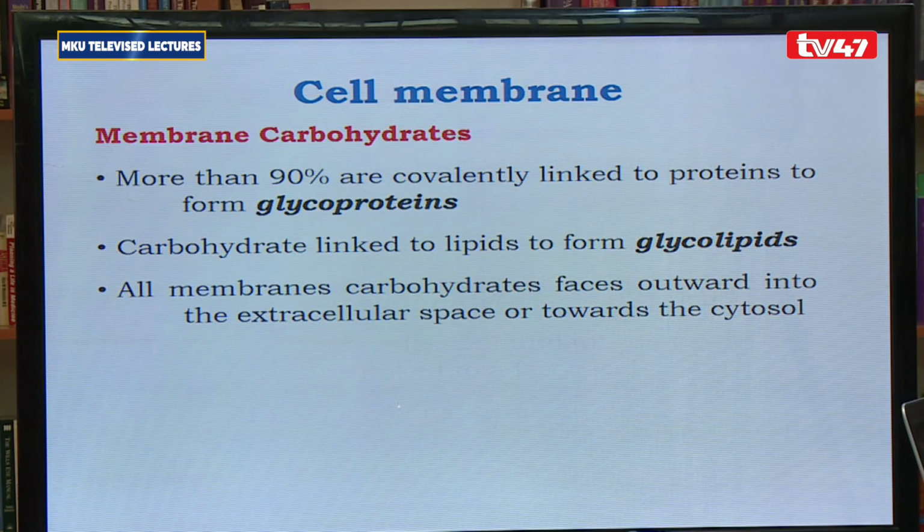We also have membrane carbohydrates. Mostly they face either on the outside or on the inside. If you remember the diagram I've shown you, you will see them attached to lipids or attached to proteins on the outside of the membrane. When they're attached to proteins, they are known as glycoproteins. Glyco meaning the carbohydrate part, protein, the protein part, and 90% are linked to proteins. Then they can also be linked to lipids to form glycolipids. So most of the time you'd find them, I believe, in the receptors that are found on the cell membrane.